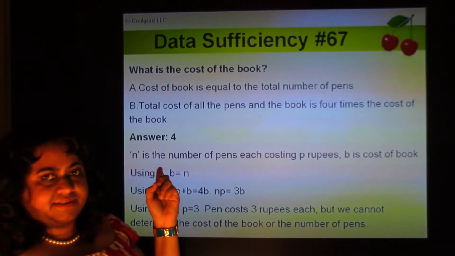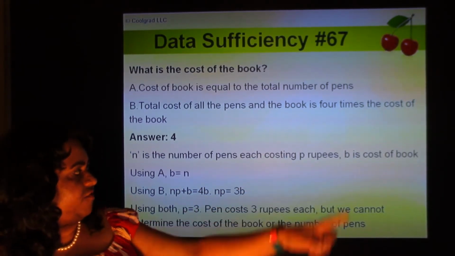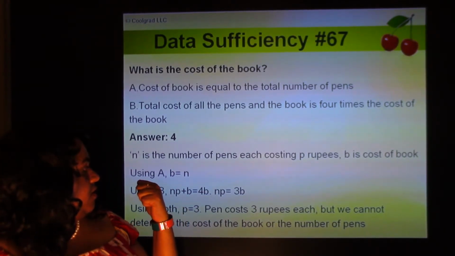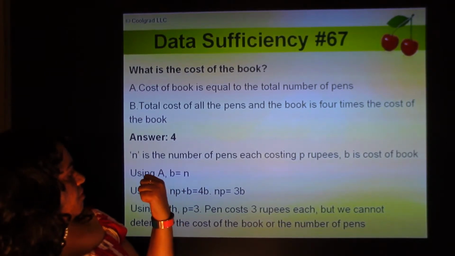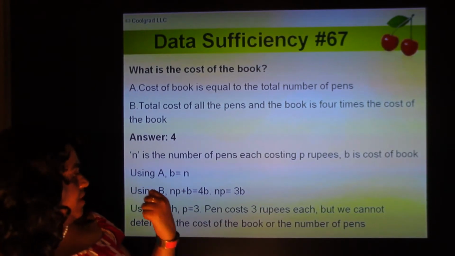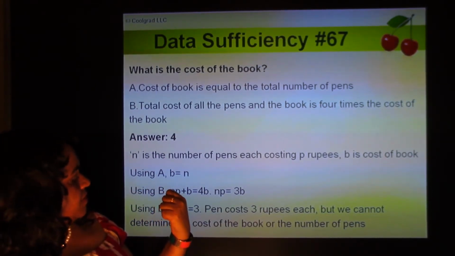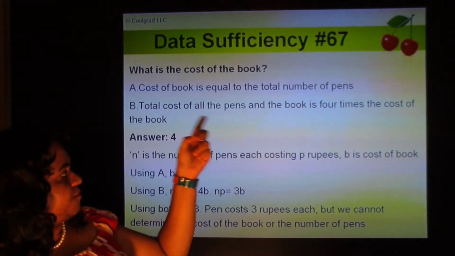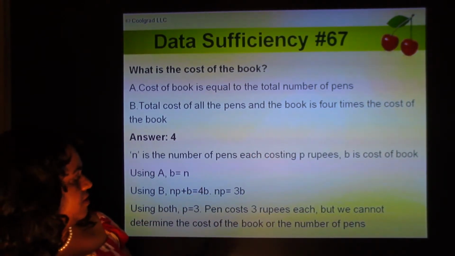So let's say N is the number of pens, each costing P rupees, and B is the cost of the book. There's only one book. Using statement A, B is equal to N. The cost of the book is equal to the number of pens, N. Using B, the number of pens times the cost of the pens plus the cost of the book is the total cost of all the items. The total cost of pens plus the book is equal to 4 times the cost of the book, 4B.